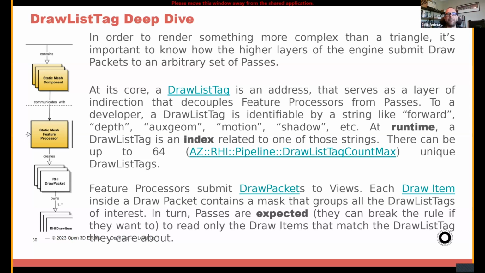And then when the pipeline runs, the shadow pass is going to say, hey, is there a packet for me? Of course, it's going to use the shadow DrawListTag. Similarly, for motion and skinning calculation or OxGeom, every pass is going to ask, hey, where is my data? So this nice decoupling happens thanks to the DrawListTag. So basically, the DrawListTag is an address of a pass.